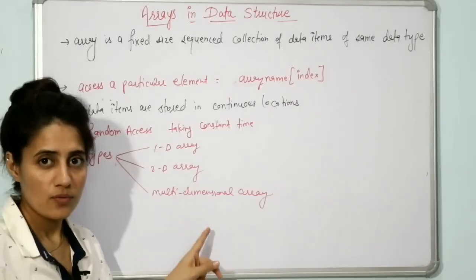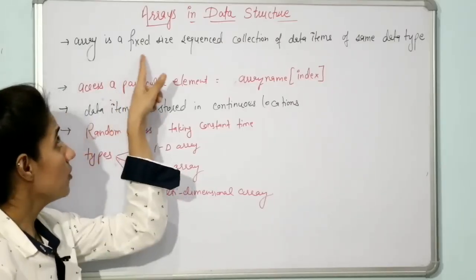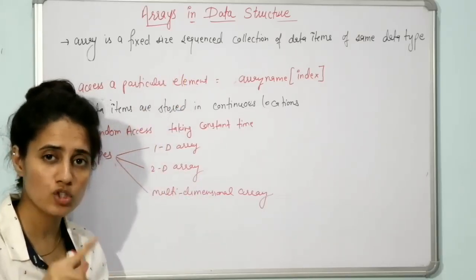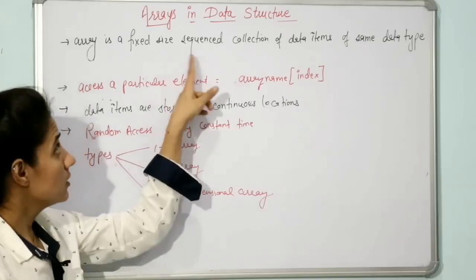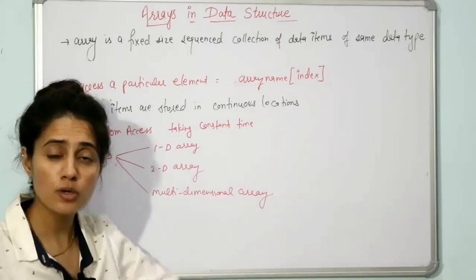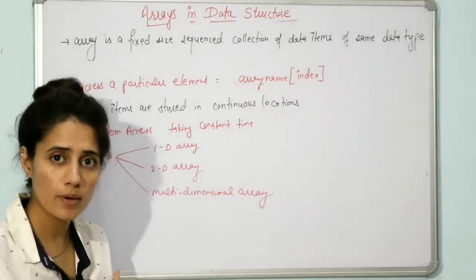So these are some points that we have discussed in this video. See, array is a fixed size. Fixed size means once you have declared the size at compile time, you cannot change it at runtime. Fixed size sequenced collection of data items of same data type. Data items should be of same data type. That is also a drawback of the array.